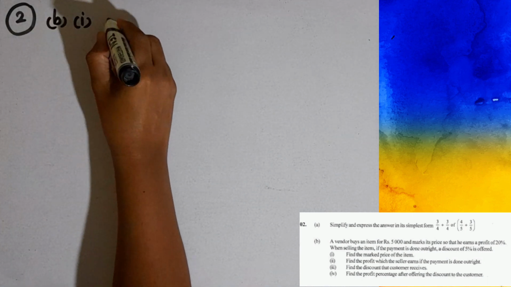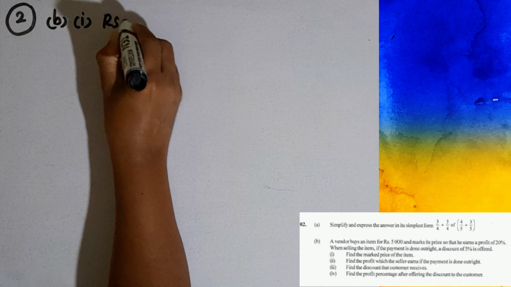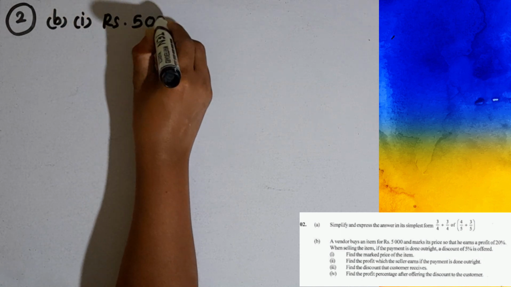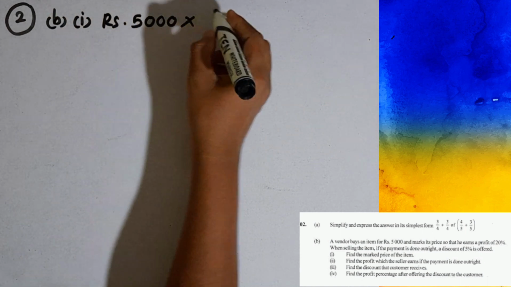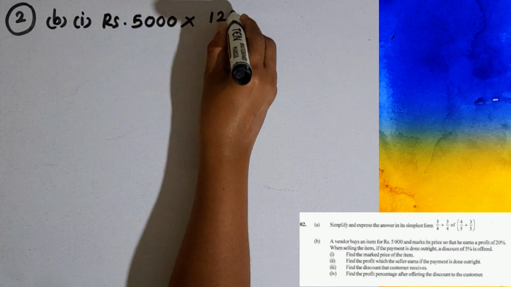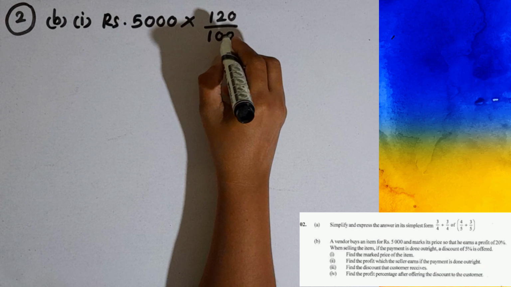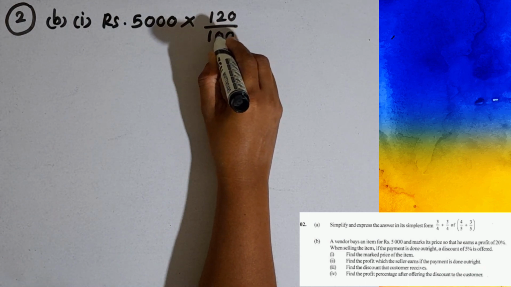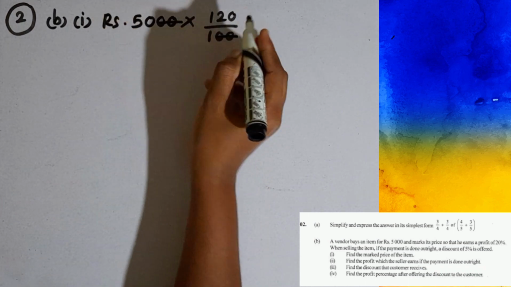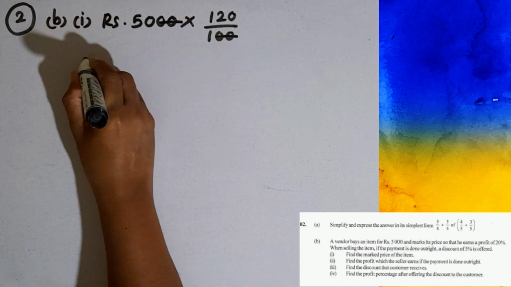We can find the marked price by multiplying 5000 rupees by 120 over 100. Then we can simplify it like this. Two zeros can be cut off. Then we have to multiply this.